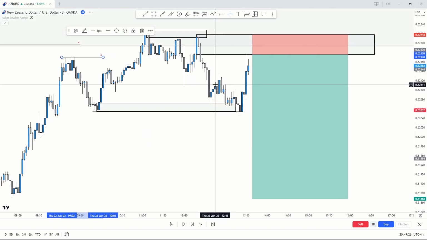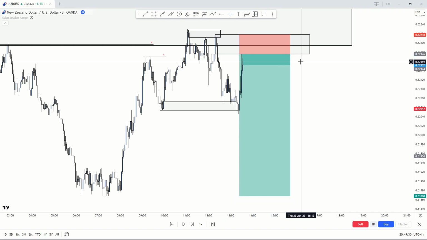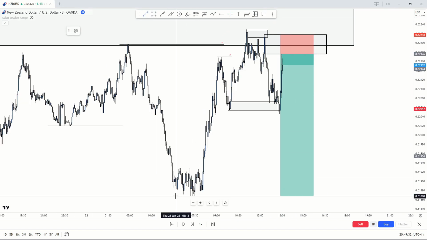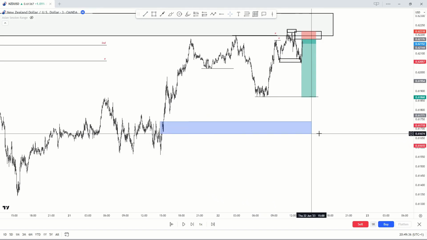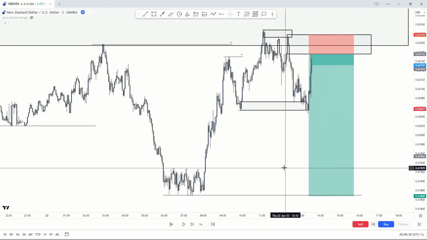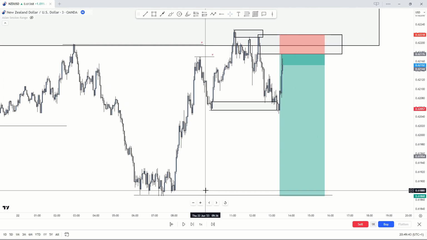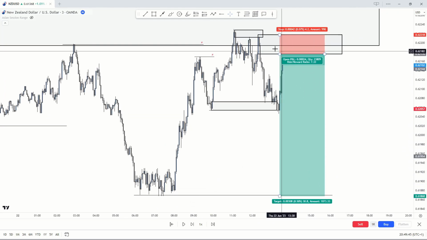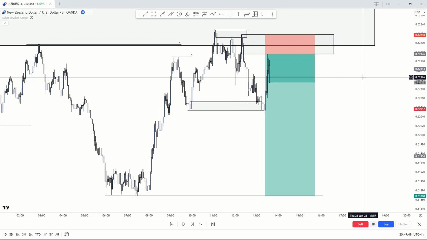Now we can enter from the 3-minute level of supply, and price taps us in here. We are taking profit at these levels of equal lows, right? Or you could have aimed for this demand zone here, right? And so that is my take profit, these equal lows, and that is my entry from this 3-minute supply zone. So let's see how this trade runs.